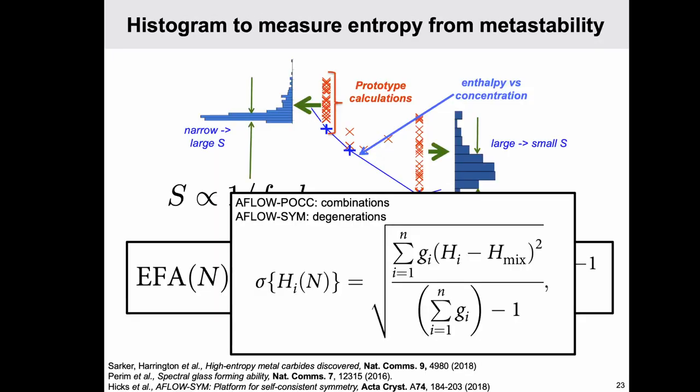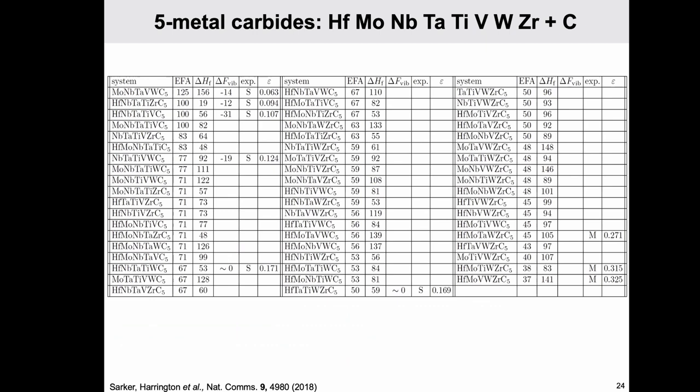a few, my apologies. We take a few of these systems. We take the good ones, which means high EFA. We take the bad ones, which means low EFA, and something in the middle, right? Okay, and then we give them to our experimental collaborators to make them, okay? And then this is the experimental outcome. The S means that they are found to be single phase, okay? And M means they are found to be multi-phase, which means they do not form solid solutions, okay? So the ones with high EFA are single phase, and the ones with low EFA are multi-phase. We just did 10 of them.